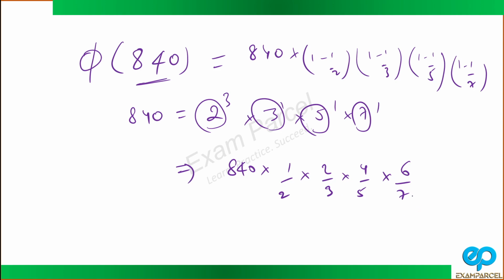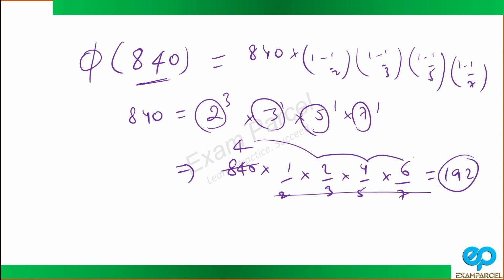Now you can solve them. 7 into 5, 35 into 3, 105 into 2, 210. So 4 times: 4 into 2, 8, 32, 6, 192. So finally our answer is 192. So this way you can find phi of any number.